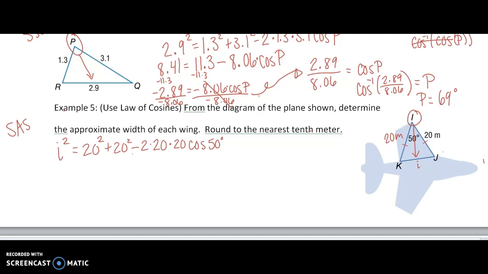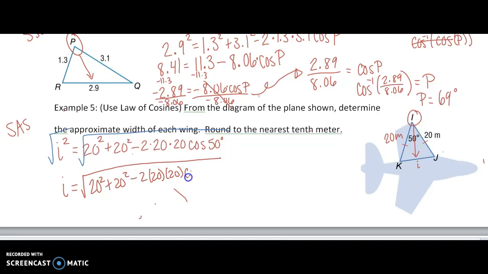Then, since I want to know what I is, I notice it is all by itself on that left side. So I need to undo that square. So to undo a square, I take the square root of both sides. And so that leaves me with I equals the square root of 20 squared plus 20 squared minus 2 times 20 times 20 times cosine of 50 degrees.